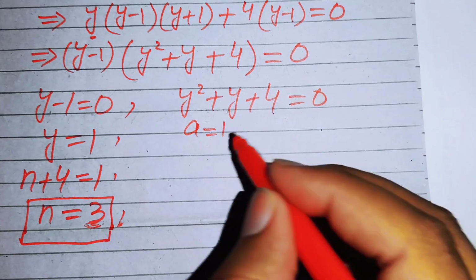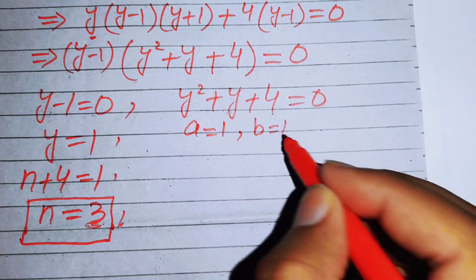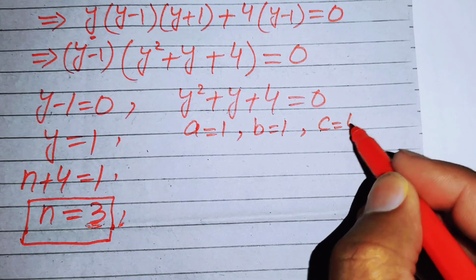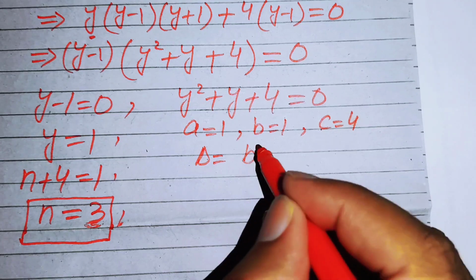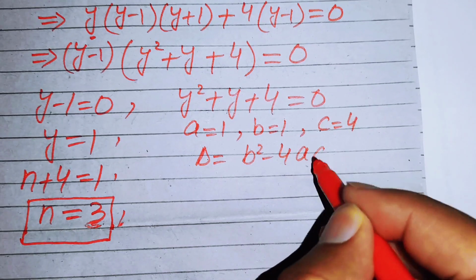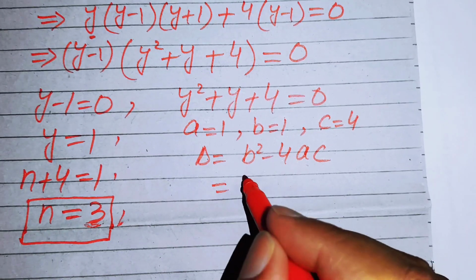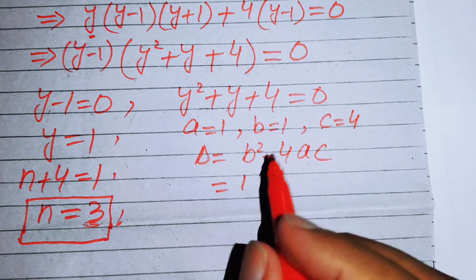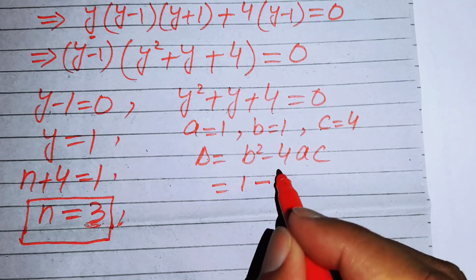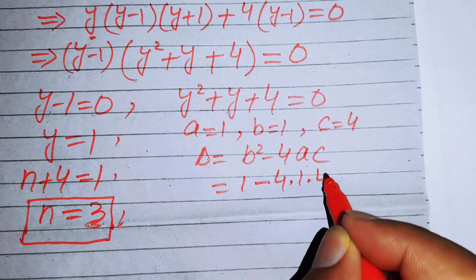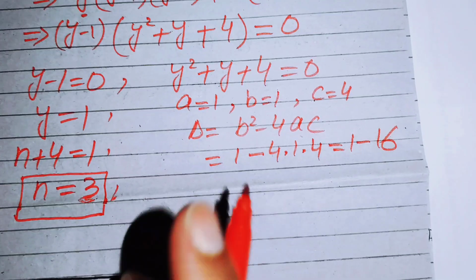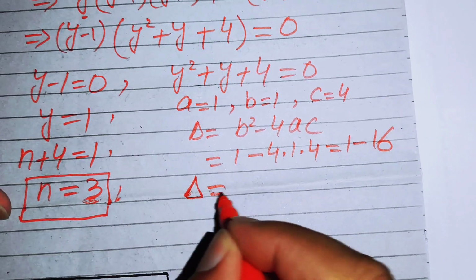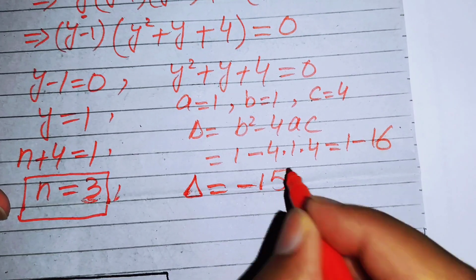So that here we have a is equals to 1, b is equals to 1, and c is equals to 4, and our discriminant formula is delta is equals to b square minus 4 times of AC, and we can put the values here. B square is 1 and 1 square is 1, minus 4 times of A is 1 and C is 4, so it is equals to 1 minus 16, and our delta is equals to minus 15, so it is less than 0.